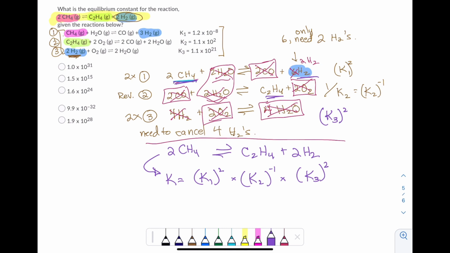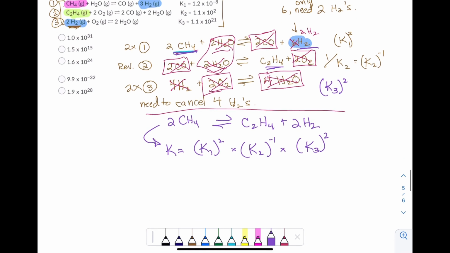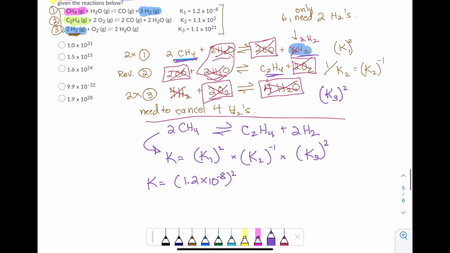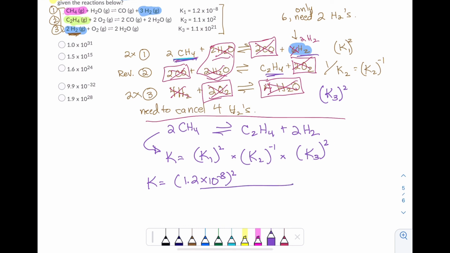You should plug this in. Let's put our numbers in. Let me scroll a little bit. My new equilibrium constant is K1 is 1.2 times 10 to the minus 8, and that's squared. I'm looking up at the problem. I'm going to divide by K2. I'm just going to write it down here. There's a couple different ways I can do this algebraically. And then I have K3 squared, so 1.1 times 10 to the 21, and that is squared.